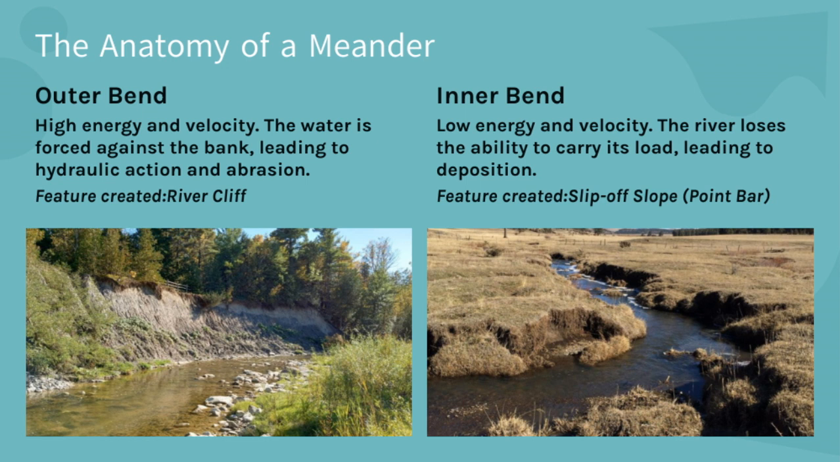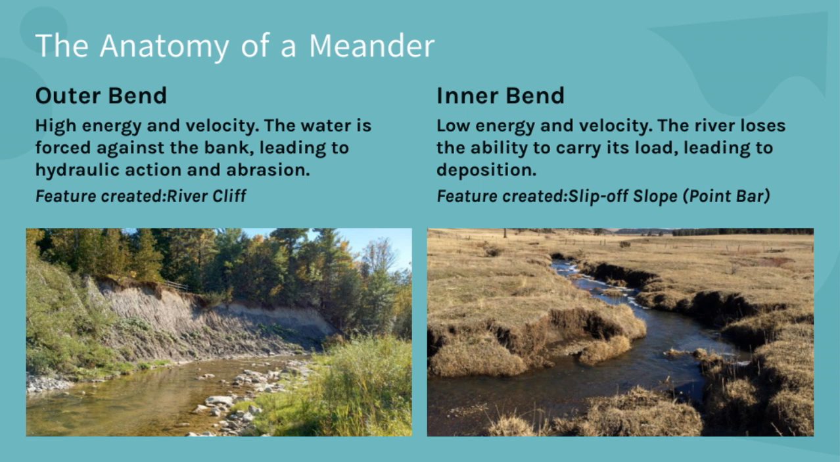The first is hydraulic action. This is when the force of the water hits the river bank and breaks material away. The second is abrasion. This is when sediment carried by the river scrapes and wears away the bank, a bit like sandpaper. These processes create a steep bank called a river cliff.